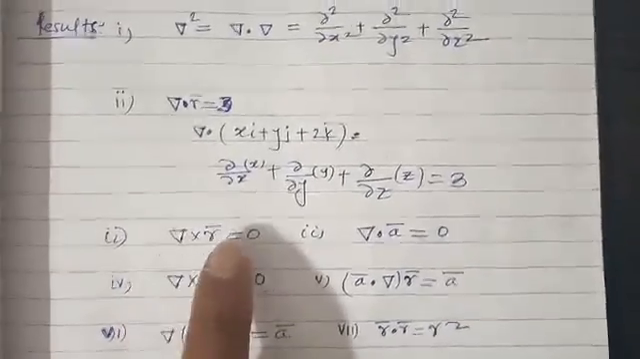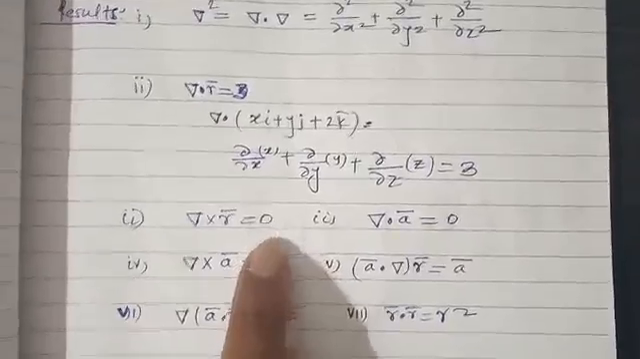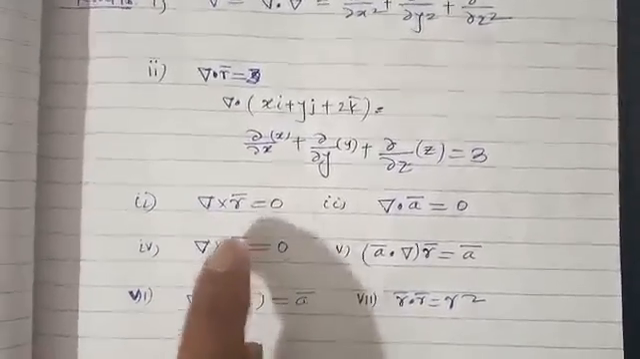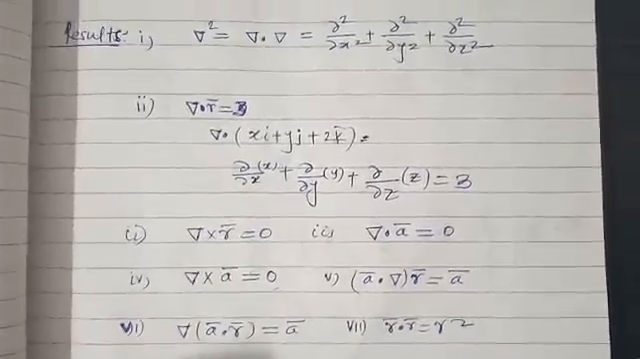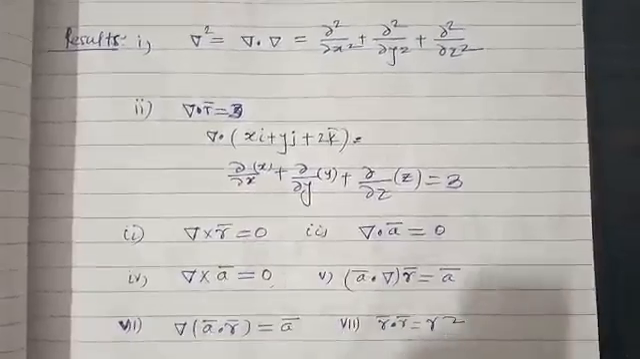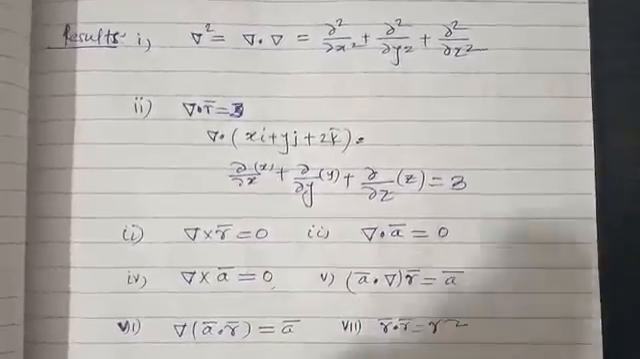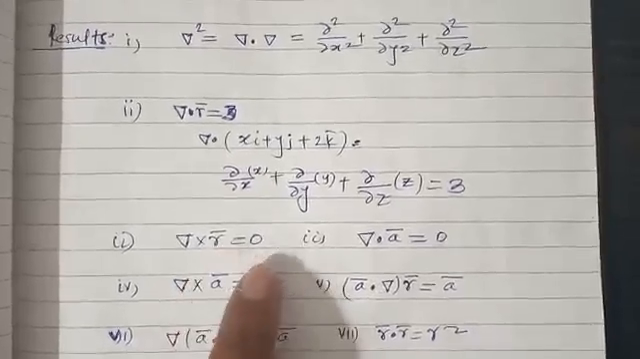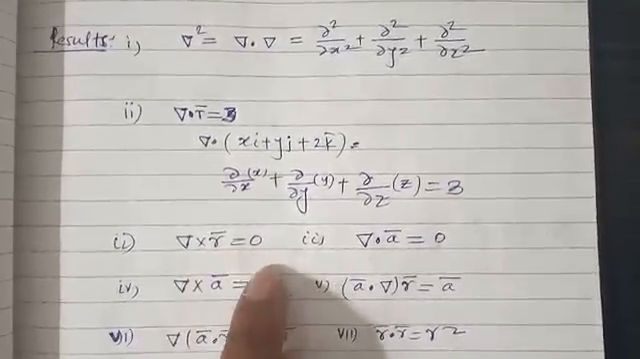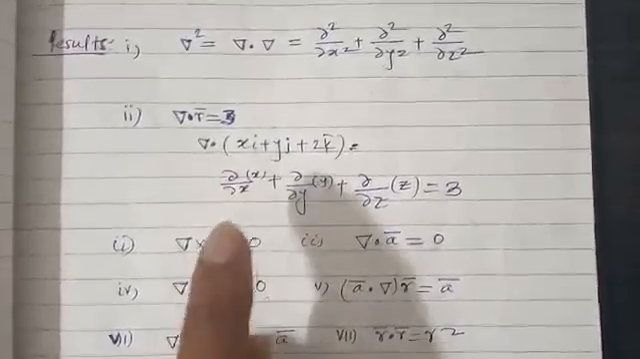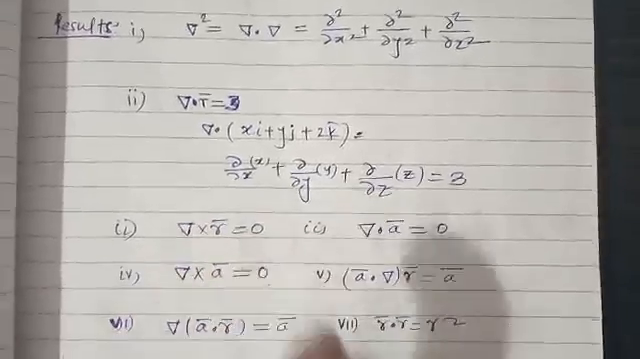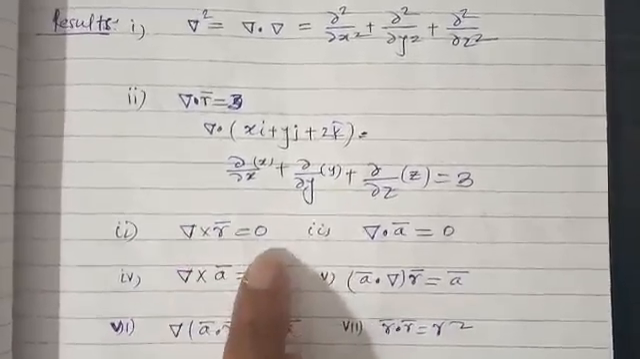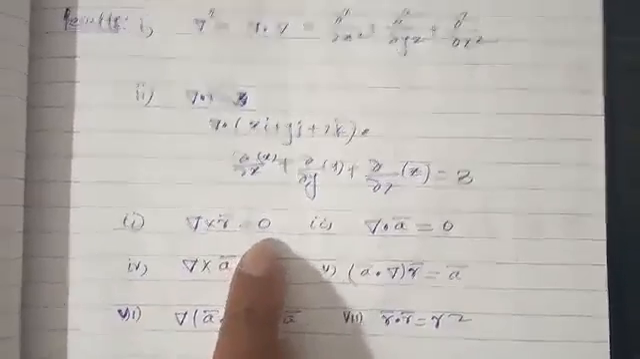Then curl of r bar equals 0. You know very well how to find the curl of r bar. It is just a determinant. The first row is i, j, k, the second row is differentiation with respect to x, y, z, and the third row is the components of r bar, which is x i plus y j plus z k, so x, y, and z. If you find the value of that determinant, you will get 0. So curl of r bar equals 0.